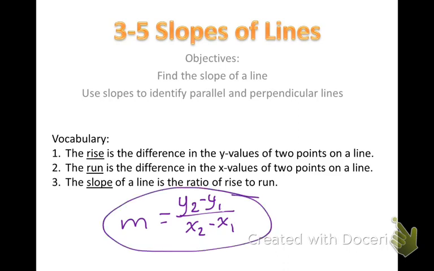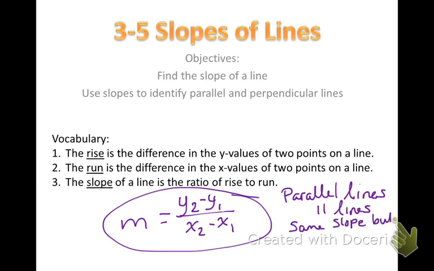Now, to see if there are parallel lines, you would say it like this: parallel lines have to have the same slope, but different y-intercept.